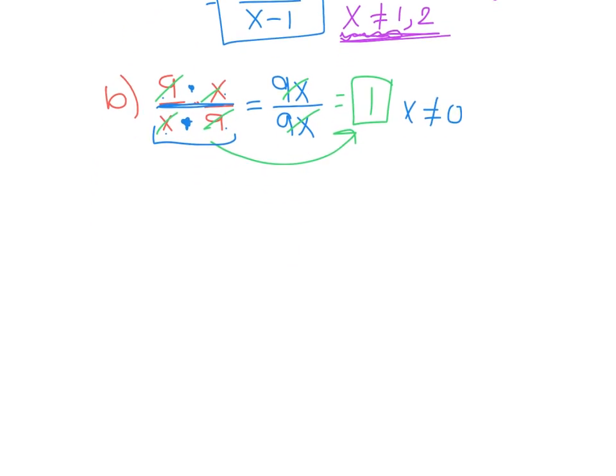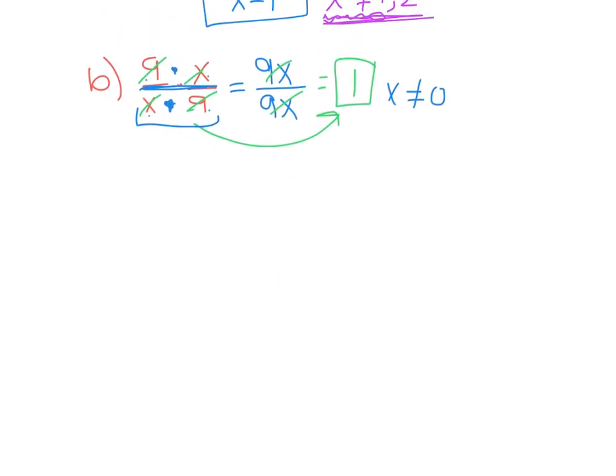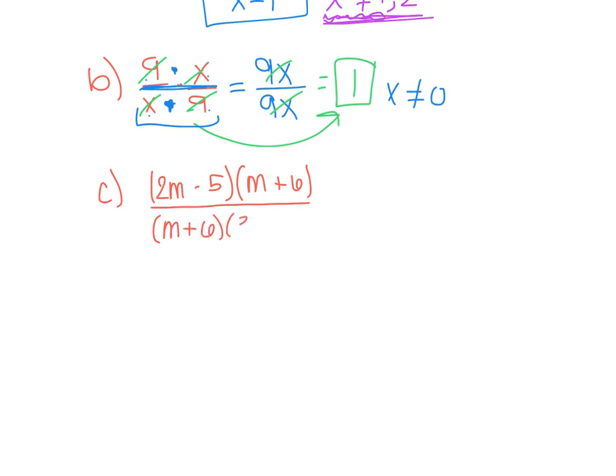All right, so let's move on to a new one, part C. Okay, so let's see, a new expression here. I've got 2m minus 5 in parentheses times m plus 6 in parentheses. That whole thing is over m plus 6 times 3m plus 1. So there's a lot going on here.